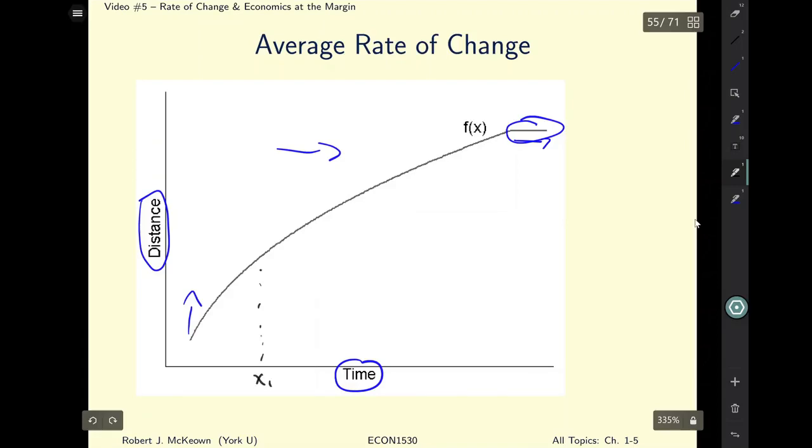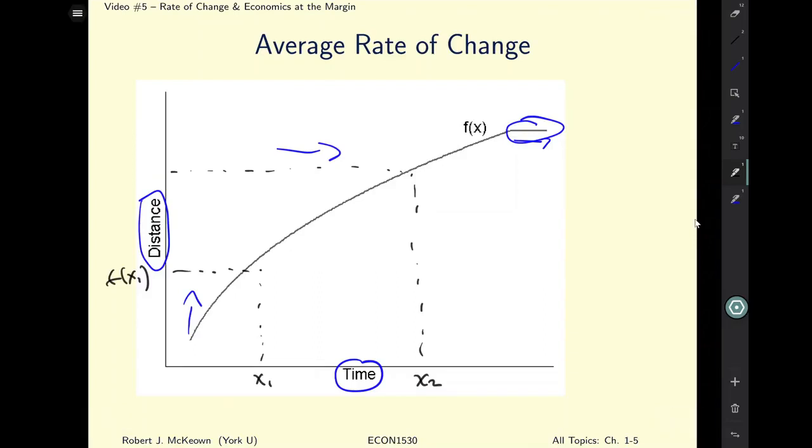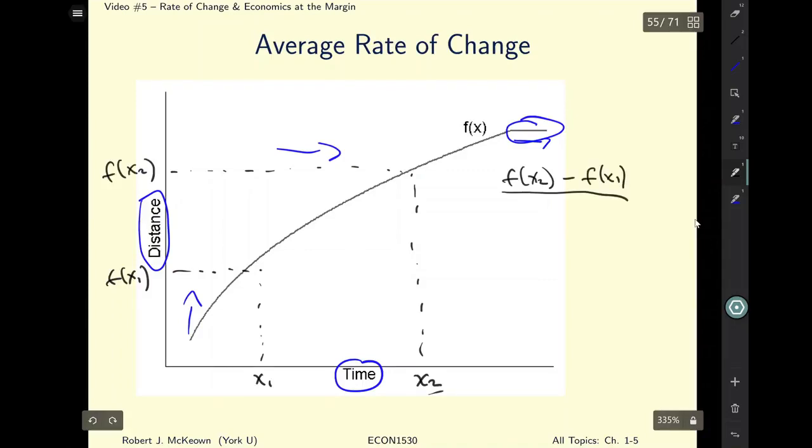say from x1 to x2. So what's the average distance traveled? We know that the distance is going to be f of x1 after x1 time, and the distance is going to be f of x2 after x2 amount of time. And so the average rate of change here is going to be f of x2 minus f of x1 over x2 minus x1.